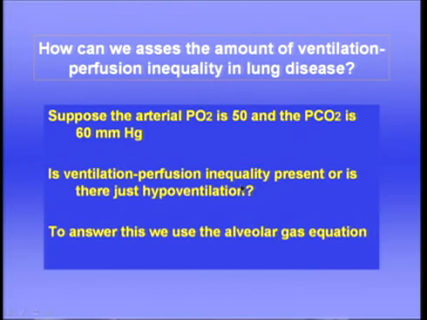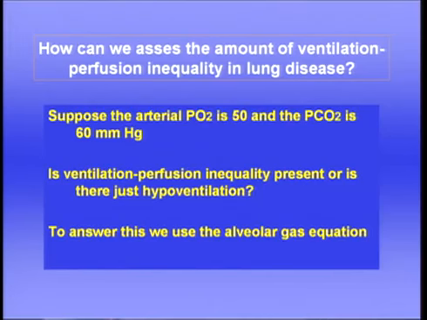Now, how can we measure the amount of ventilation perfusion inequality in lung disease? I showed you those very elegant plots of ventilation and blood flow against ventilation perfusion ratio, but that's such a complicated technique that it can't be done in normal clinical practice. It's reserved for the research laboratory. But there is a way that's commonly used, and I should describe it briefly now. We can do this by using the alveolar gas equation, and let me show you an example of that.